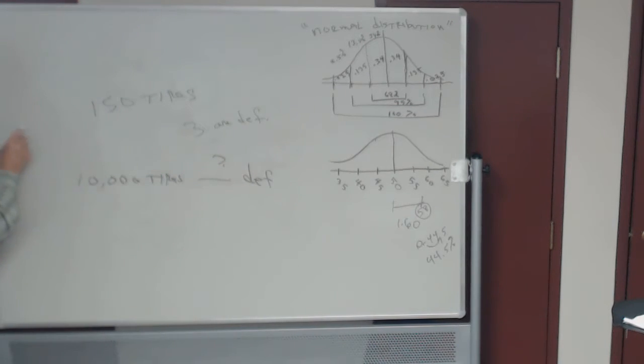Well, out of 150, if it's three, then 3 over 150 would equal question mark over 10,000, wouldn't it? So I just take 30,000 and divide by 150, and what do I get?